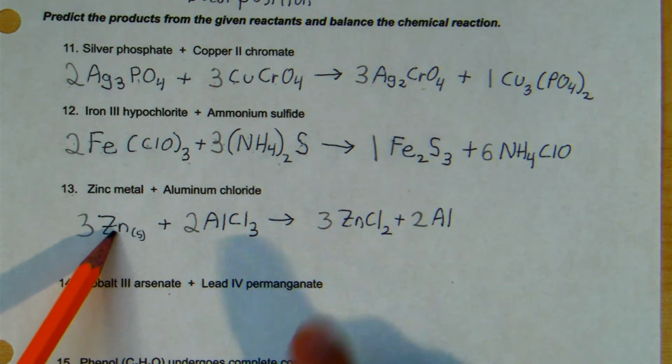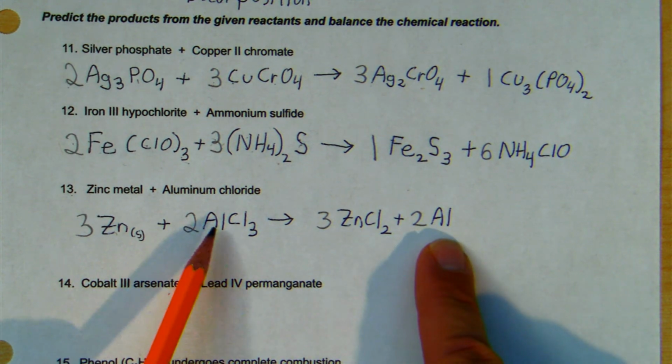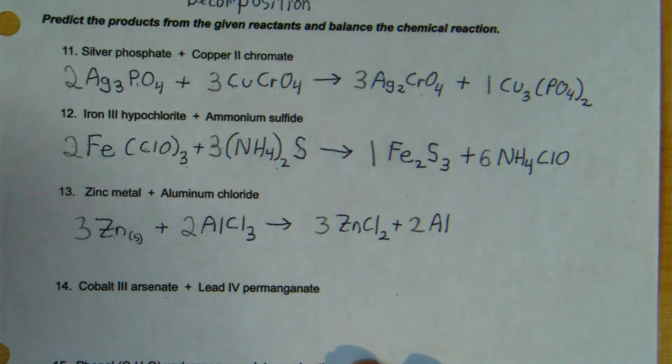3 zincs on the left, 3 zincs on the right. 2 aluminums on the left, 2 aluminums on the right. 6 chlorines on the left, 6 chlorines on the right. This is a balanced chemical reaction.